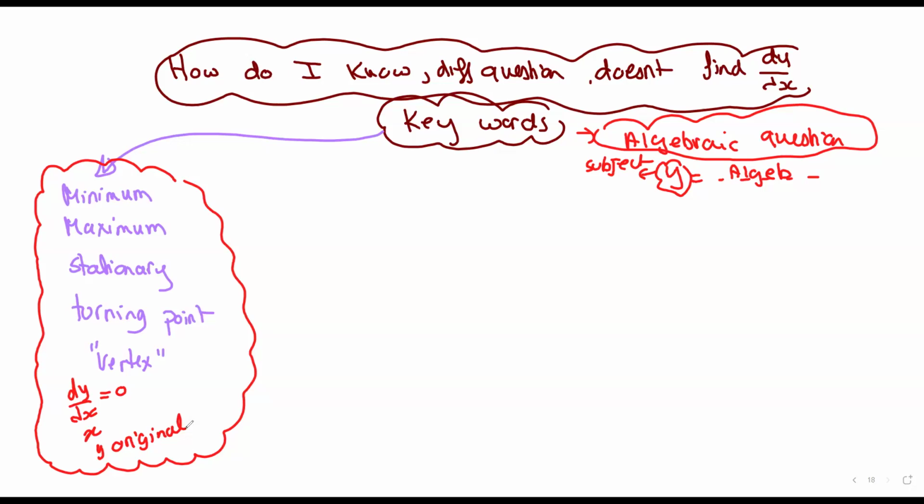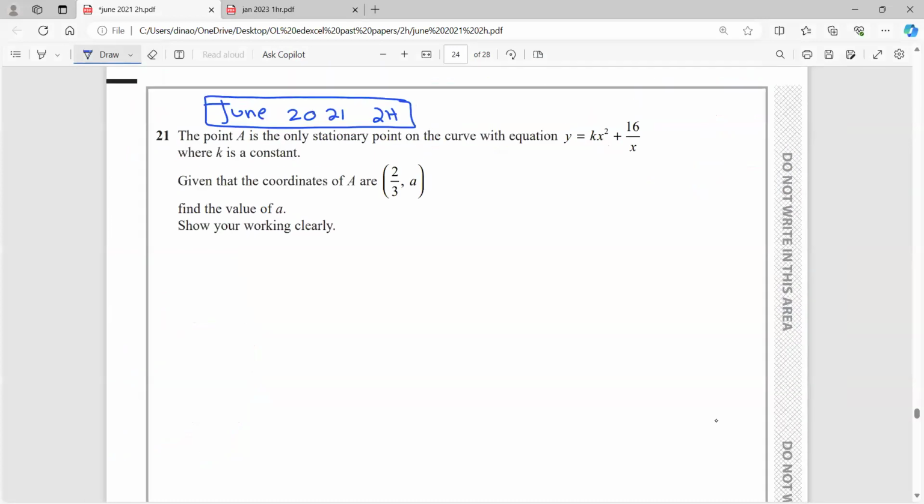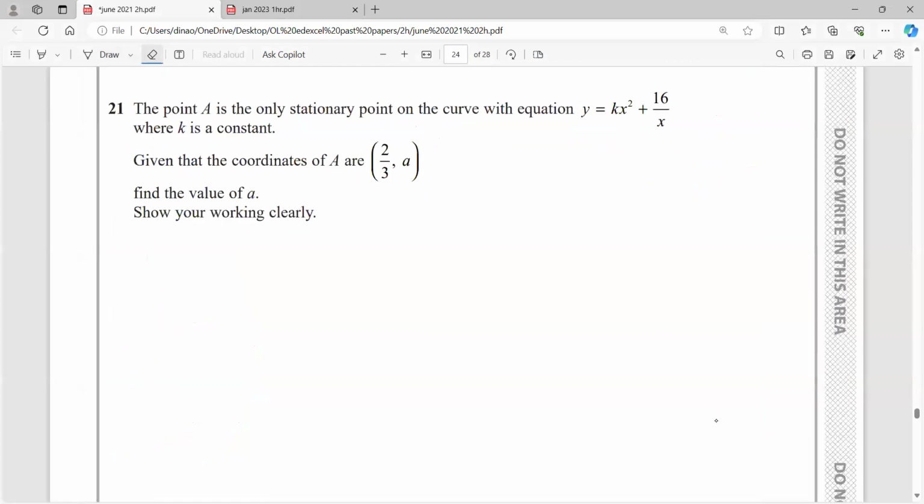And for this type of question, we are going to solve this question over here in the past papers. This is June 2021 2H, question number 21. So let's look at this question and see what it says. Here it says the point A is the only stationary point on the curve with equation... Okay, let's see the conditions.